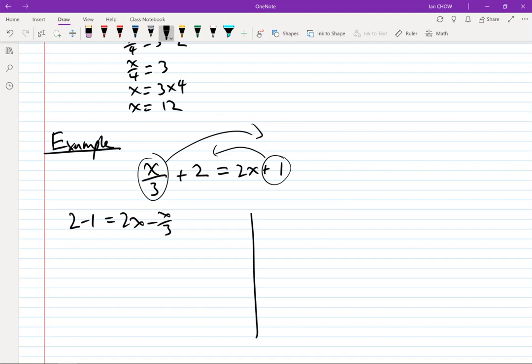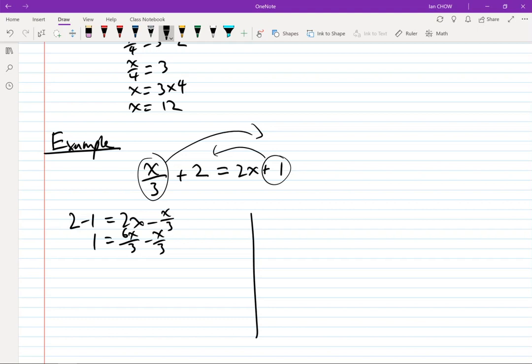That's the first step. For this one, let me write it slightly better, x over 3. For 2x minus x over 3, I want to turn the 2x into a fraction where the denominator is also 3. And so 2 minus 1, let's clean that up, that's 1. And then 2x is equivalent to 6x over 3 minus x over 3. So that's the equivalent fraction of that.